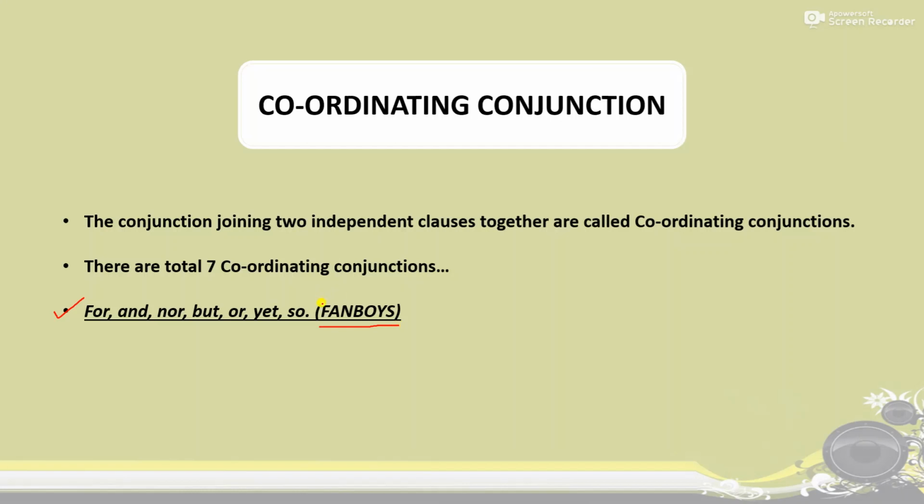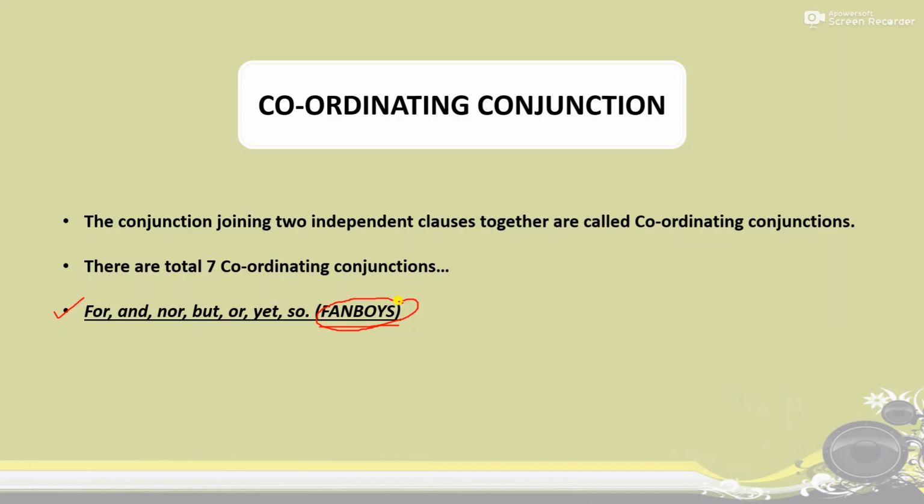In this, F stands for 'for', A stands for 'and', N stands for 'nor', B stands for 'but', O stands for 'or', Y is 'yet', and S indicates 'so'. So isn't it easy to remember these 7 coordinating conjunctions? Simply remember the short form FANBOYS, and then pat comes the reply to which are the 7 coordinating conjunctions.